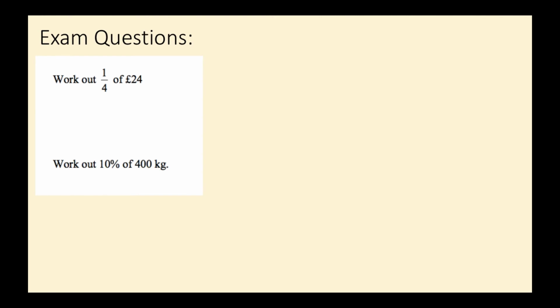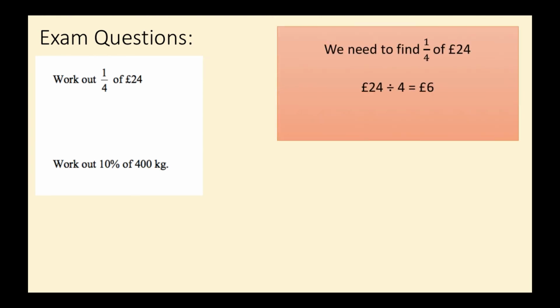Work out 1/4 of £24. Well, that's nice and easy. 24 divided by 4 is 6. You're just dividing by the bottom number because the top number is a 1. We don't have to do anything with it.